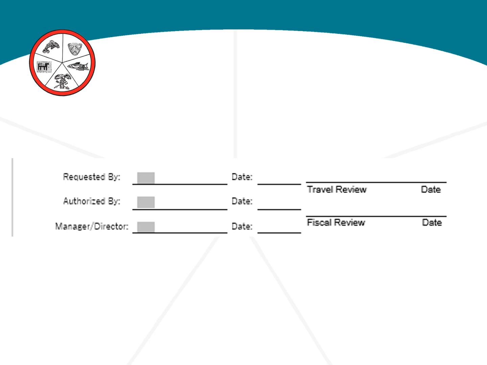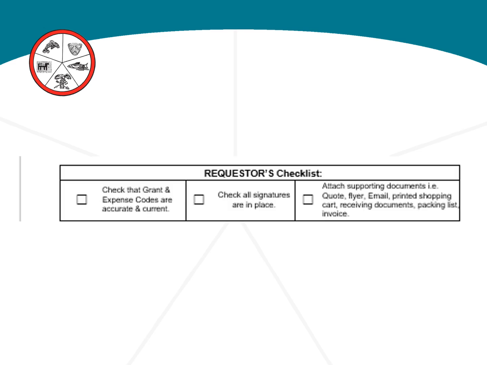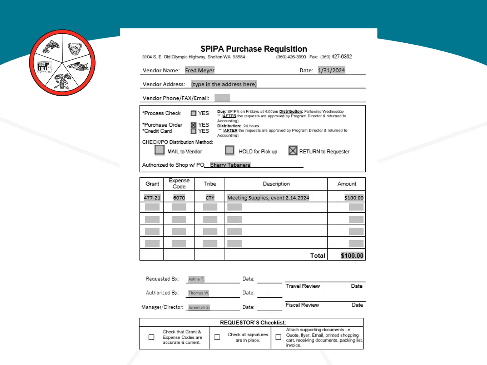Okay, we're almost finished. At this section, you sign on the requested by line, send the document to your supervisor, manager, or director, whoever has the budget expenditure authority to approve your purchase at your worksite. And finally, this section will help you be ready to pass the purchase requisition along in the process. Gives you just a requester's checklist. And this is the completed purchase requisition.